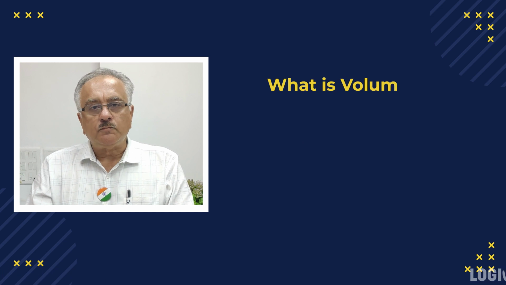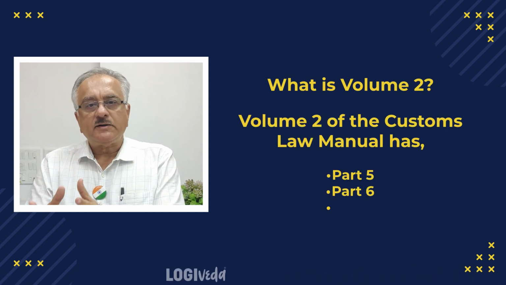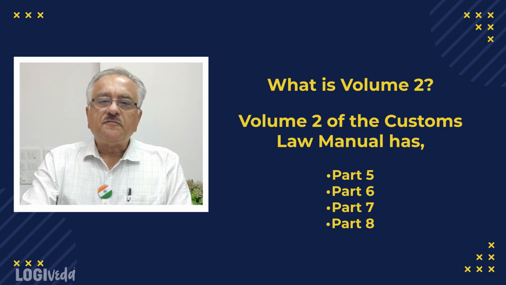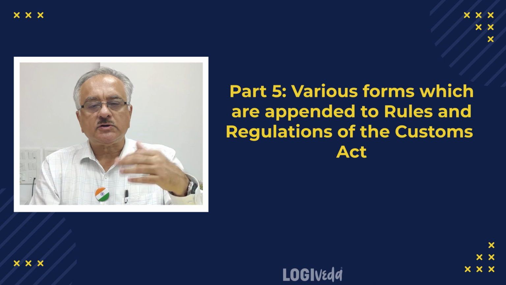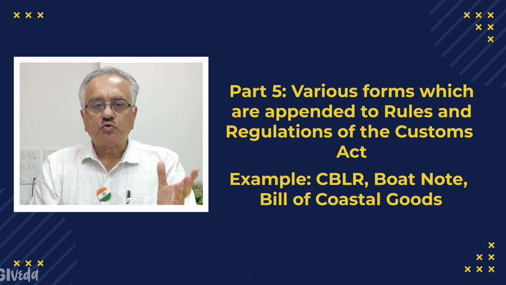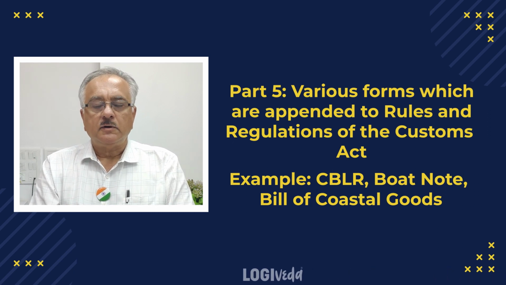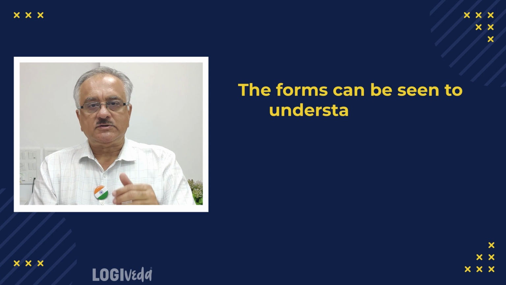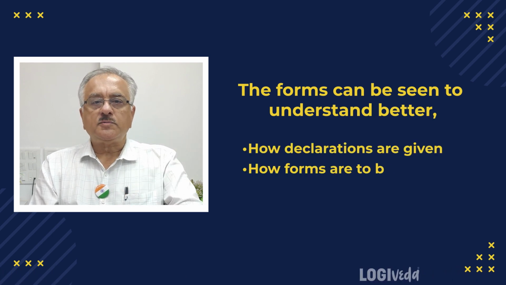What is Volume 2? Volume 2 of the Customs Law Manual has Part 5, Part 6, Part 7 and Part 8. Part 5 are the various forms which are appended to rules and regulations of the Customs Act, such as CBLR, boat note, bill of coastal goods, as an example. The forms can be seen to understand better how declarations are given, how forms are to be filled up, and so on.